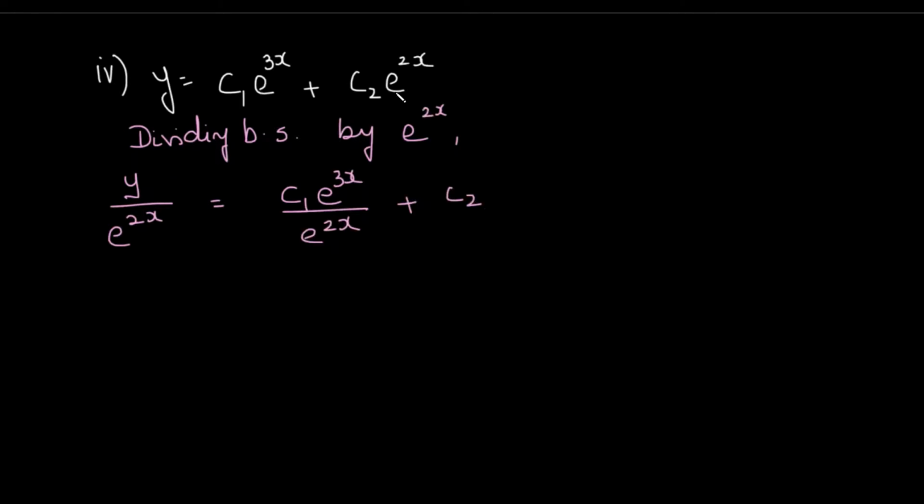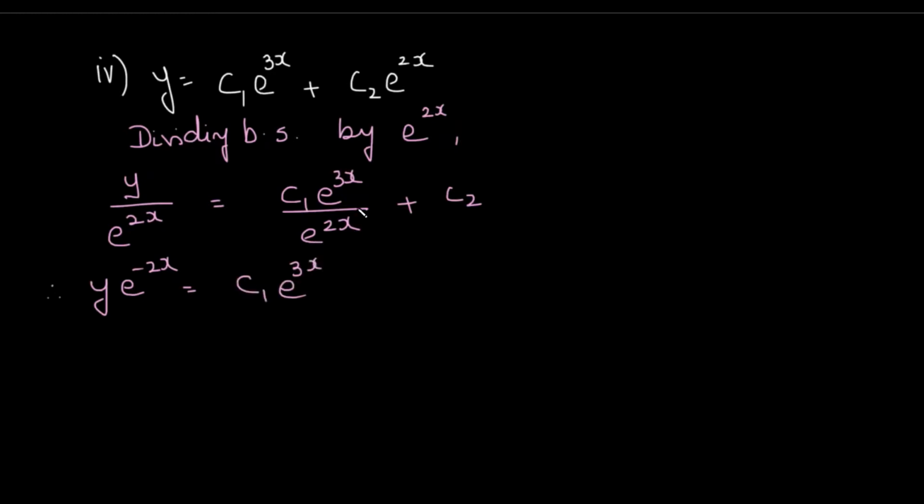Now when we divide e raised to 2x by e raised to 2x, both the terms get cancelled, so we just get c2 over here. We will simplify more over here by taking e raised to 2x to the numerator on the LHS, and on the RHS also we can take e raised to 2x to the numerator. See how it is done. So this becomes over here y e raised to minus 2x is equal to c1 e raised to 3x.